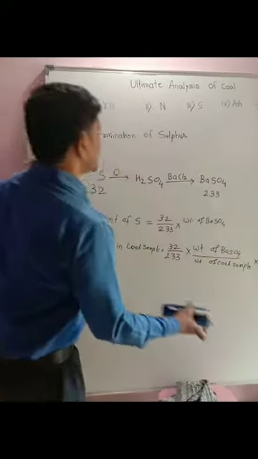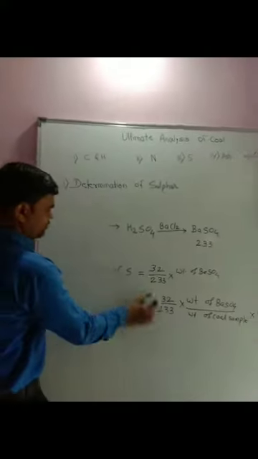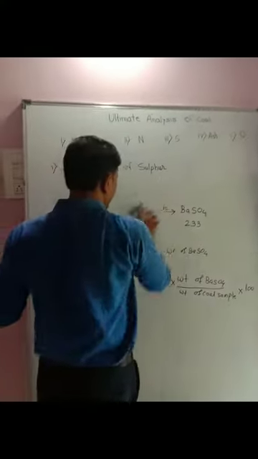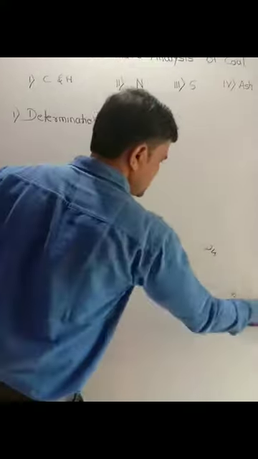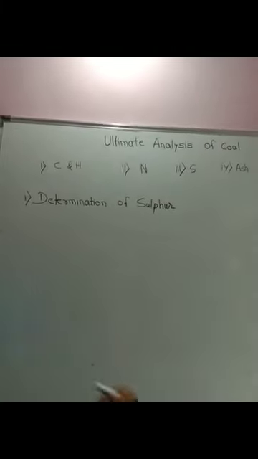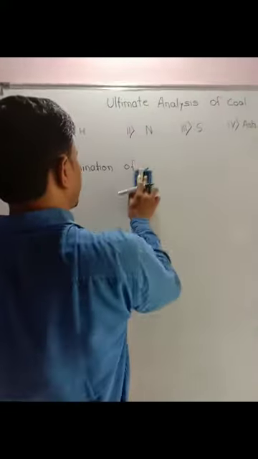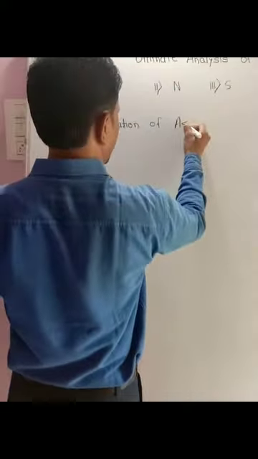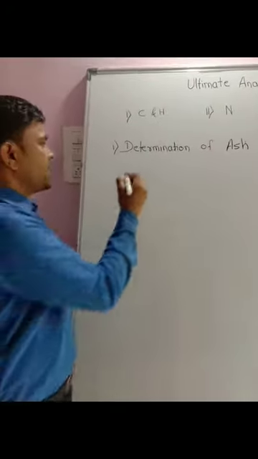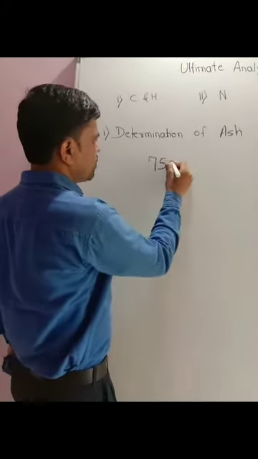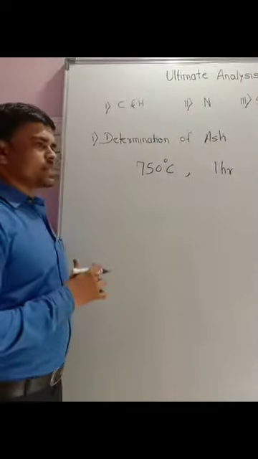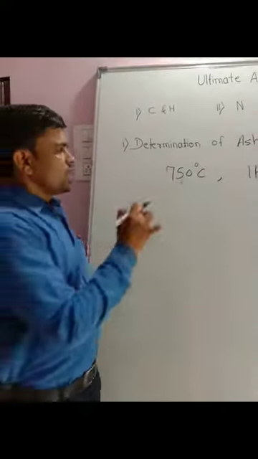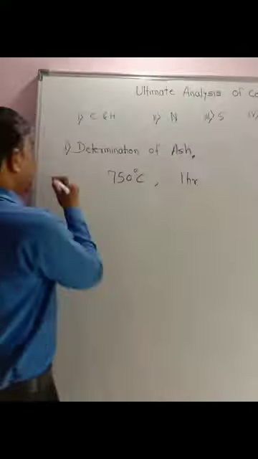Next is the determination of ash in the coal sample. This ash is already determined in the proximate analysis of coal. We have already seen that ash is determined in the proximate analysis. In this method, the coal sample is heated in the muffle furnace at 750 degrees centigrade for 1 hour. When all the coal sample is burned, the remaining residue is the weight of ash.